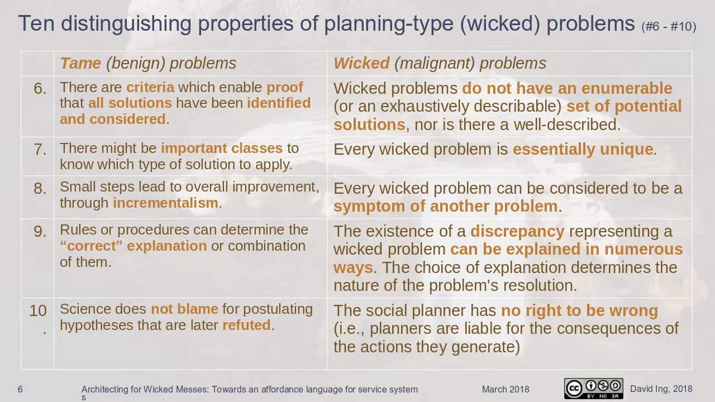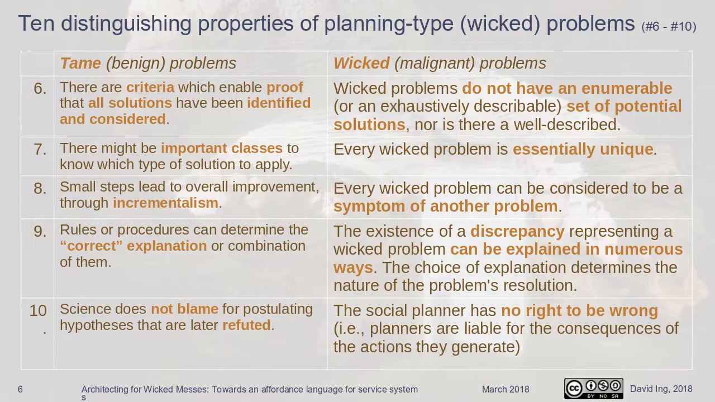The last one, number 10. Science is not blamed for postulating hypotheses that are later refuted. So people like to think that science is factual and you can actually rely on it. But the way that science actually works, if you talk about the sociology of science, is that every scientist has their own pet theory, and they speak and they create their theory, and then sometimes the theory is wrong, and it gets disproved. So you go from Newton to Einstein, right? All of a sudden, everything changes.